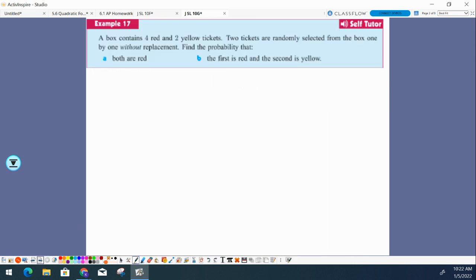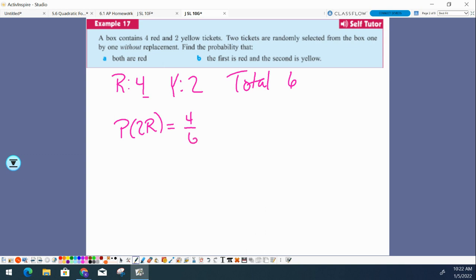All right, so for example, here's our ticket. We have a box with 4 red tickets and 2 yellow tickets. So in our box, we have 6 tickets total. We want to figure out what's the probability that they are both red. So probability, let's just say 2 red. What's the probability the very first ticket will be red? It's 4 out of 6.